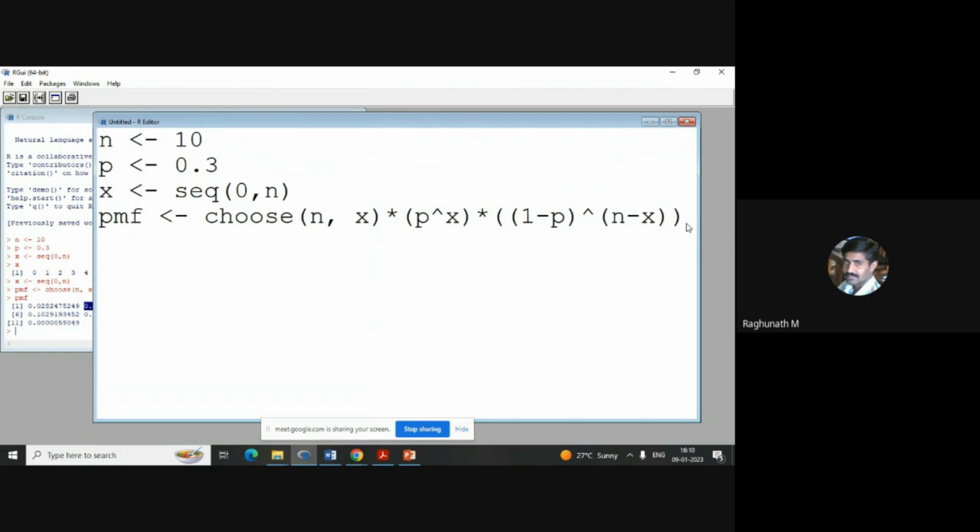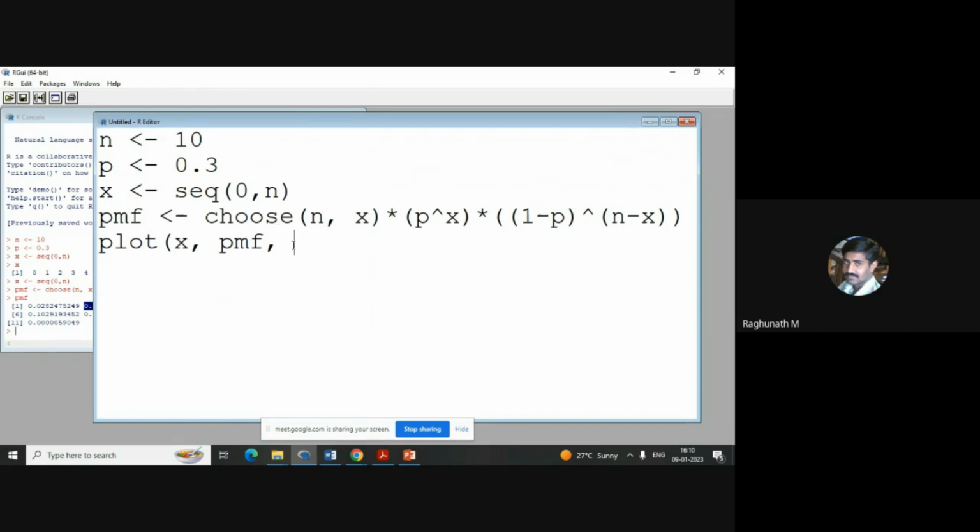There is a command called plot. This plots whatever values we consider here. Whenever we go for plotting, it gives a graph with an x-axis and y-axis, so we have to mention what is in x and what is in y. Here on the x-axis we consider these x values, and on the y-axis the probability mass. This will simply give you the plot of this PMF.